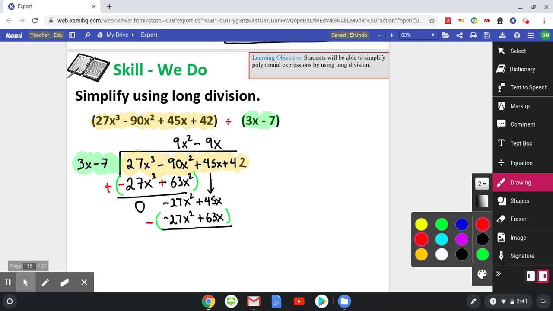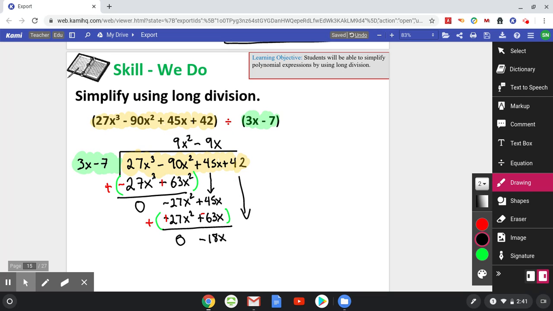Negative on the outside, again, changes everything on the inside. -27 becomes positive. Positive 63 becomes negative. This becomes a positive. Now we subtract. This column is 0. Our goal is to always get a 0 on the first one. If we do, that means we're getting it correctly. The next one is -18x. Bring down the 42.